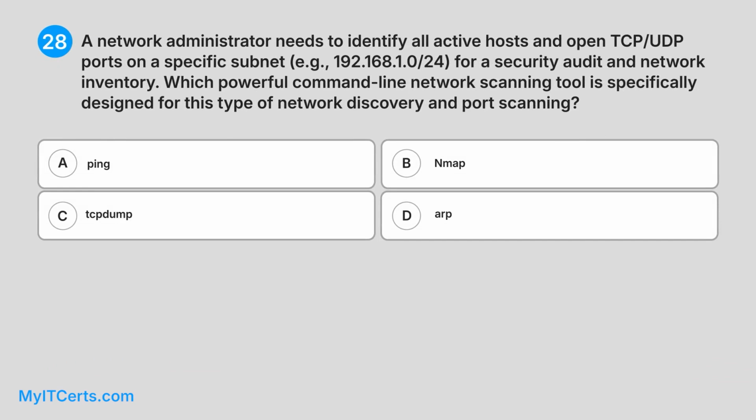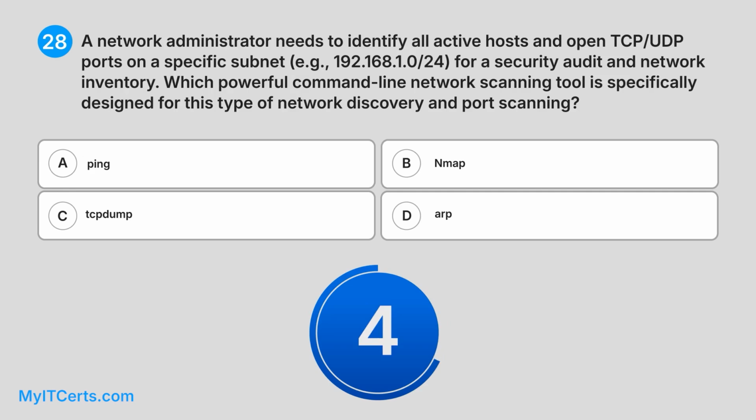28. A network administrator needs to identify all active hosts and open TCP/UDP ports on a specific subnet, for example 192.168.1.0/24, for a security audit and network inventory. Which powerful command line network scanning tool is specifically designed for this type of network discovery and port scanning? A. ping. B. Nmap. C. tcpdump. D. arp. Can you guess the answer?